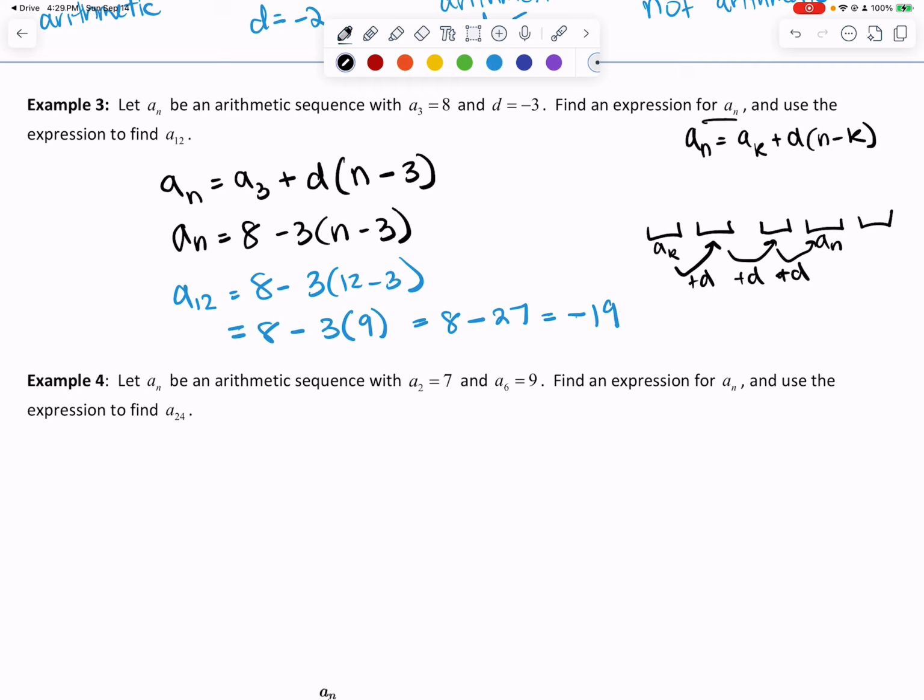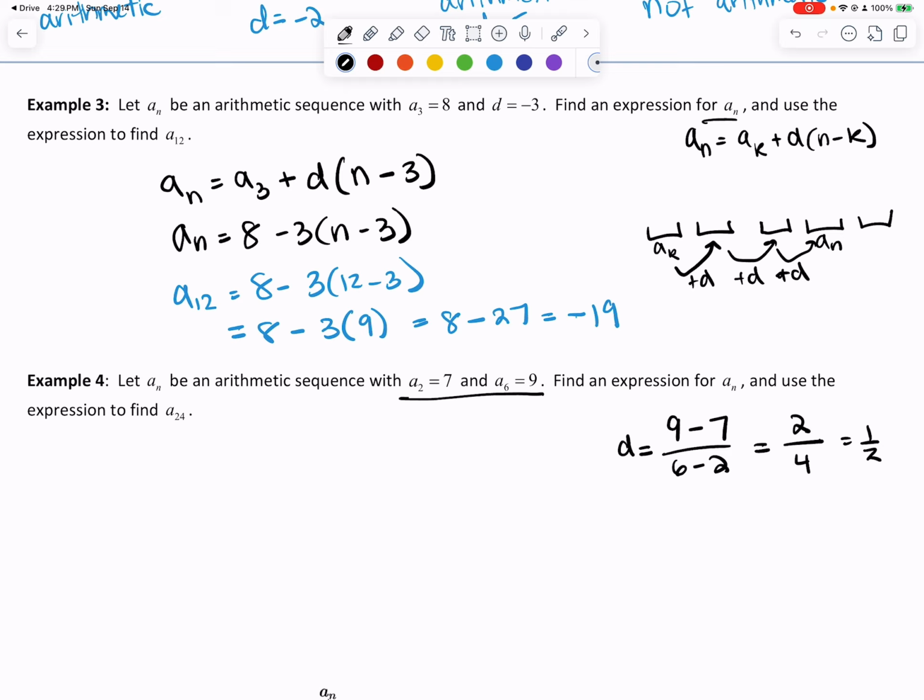All right, example 4. If we want to find an expression for a sub n, but I don't have the common difference and I do have 2 terms, essentially the common difference is like the slope, yes? So we can use average rate of change to figure out our slope. So we can say 9 minus 7 over 6 minus 2. That's 2 over 4. That's 1/2. So our common difference will be 1/2 each time.